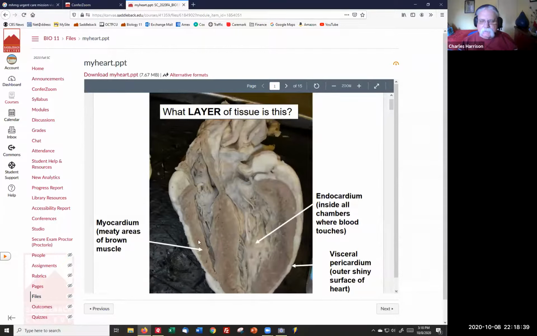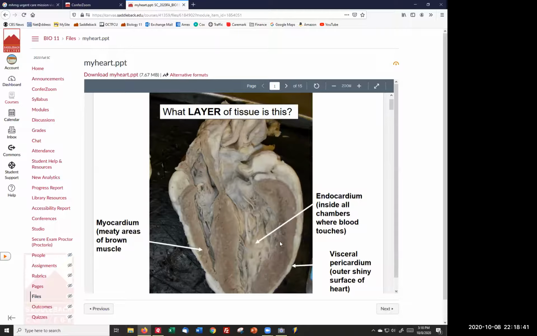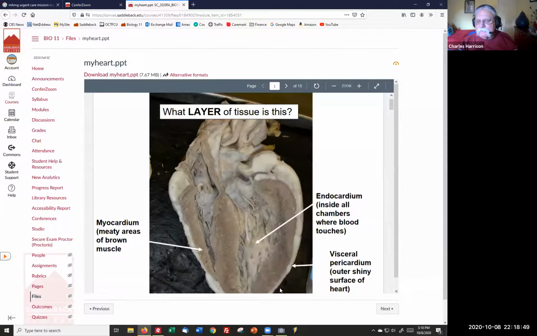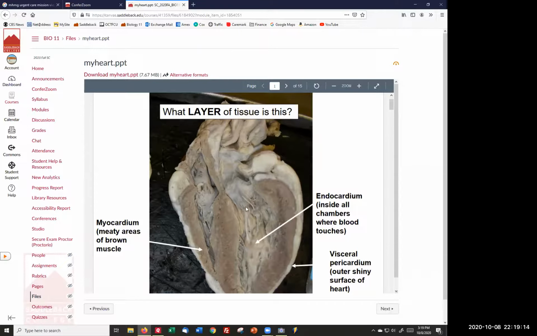This is the myocardium. The visceral pericardium or outer layer is also known as the epicardium. So epicardium, myocardium, and then on the inside, anything, as I said, that blood would touch moving through the heart is endocardium. So these are the various layers. You can also see, unlabeled, the tricuspid valve here, and over here the bicuspid valve.